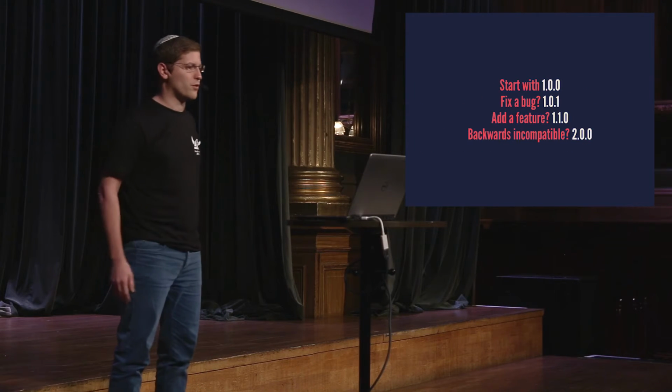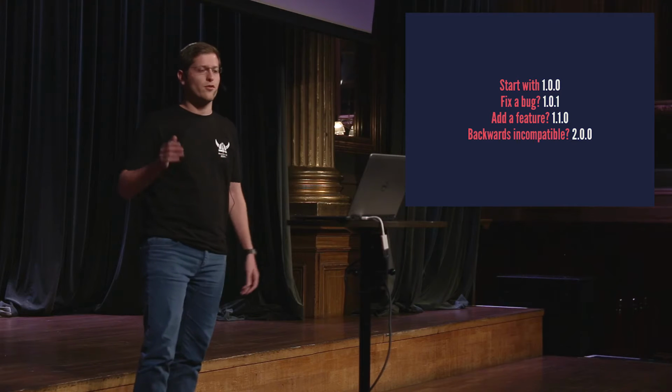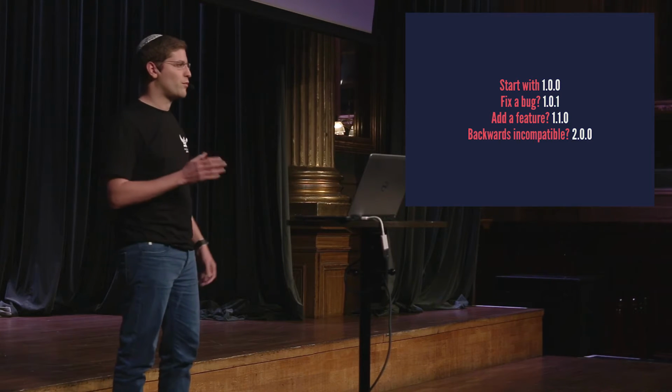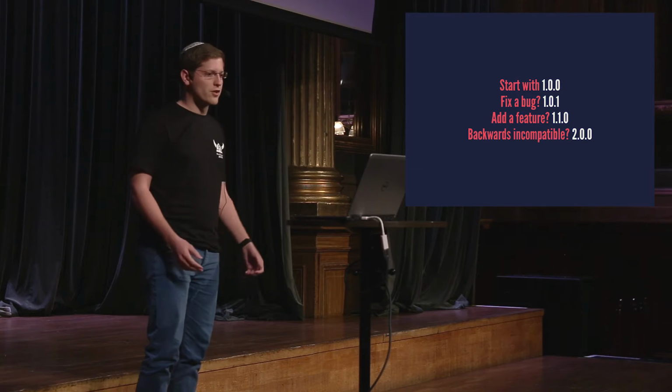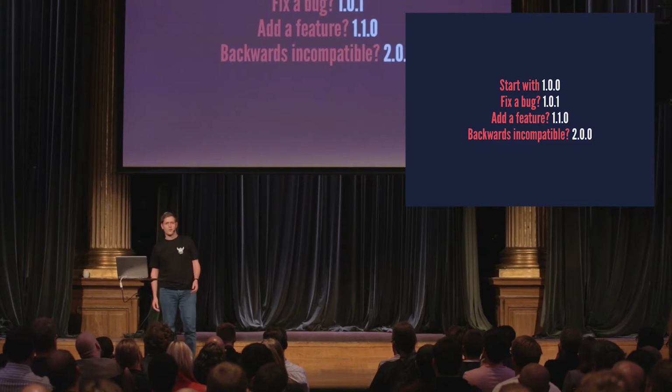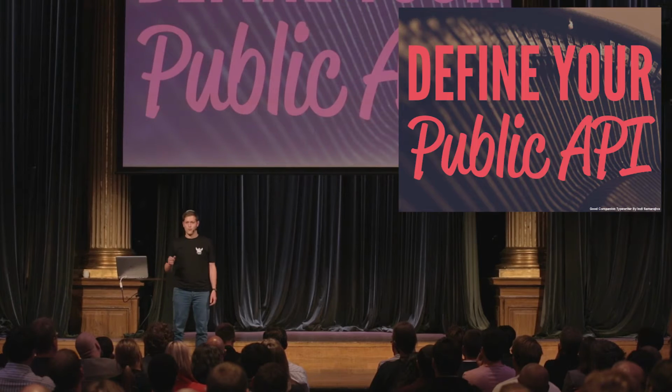So let's look at an example. You start with version 1.0.0. You fix a bug, you bump it to 1.0.1. You add a feature, you bump it to 1.1.0. And you do something backwards incompatible, you bump it to 2.0.0.